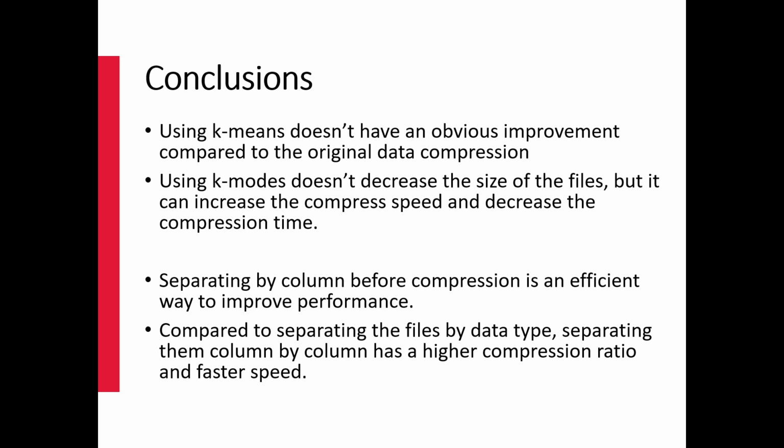These are the conclusions of the project. Using k-means does not have an obvious improvement compared to the original data compression. But using k-modes doesn't decrease the size of the files, but it can increase the compression speed and decrease the compression time. Separating by column before compression is an efficient way to improve the performance. And compared to separating the files by data type, separating them column by column has a higher compression ratio and faster speed.